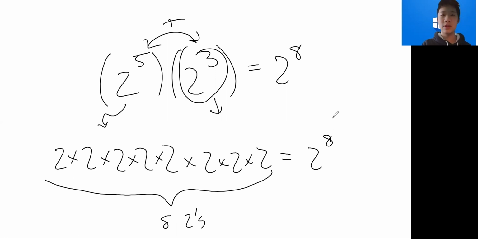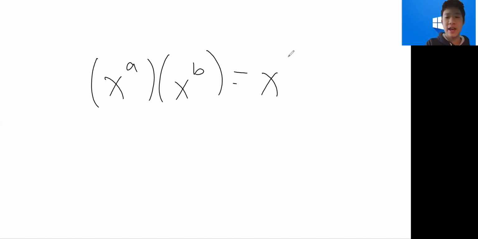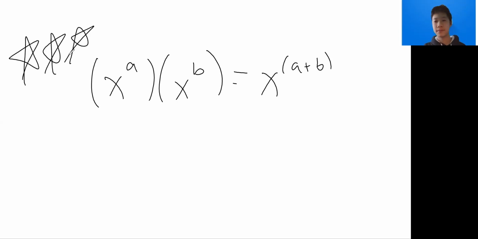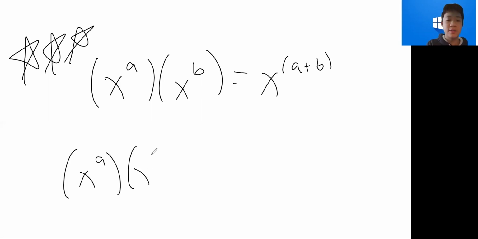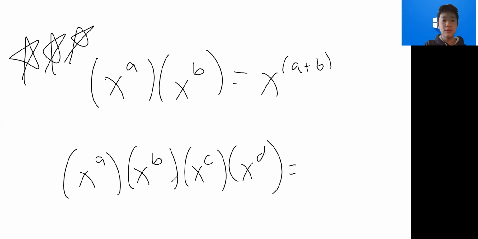So what can we learn from this? If we're multiplying some x to the a times x to the b, well, that's just x to the a plus b power. This is a really important thing you need to know. All right? And what if we had more than just 2? Let's say we had x to the a, x to the b, x to the c, and x to the d. Well, we could add them one by one, but we can just add all of them in one go. A plus b plus c plus d. Okay? This is important.